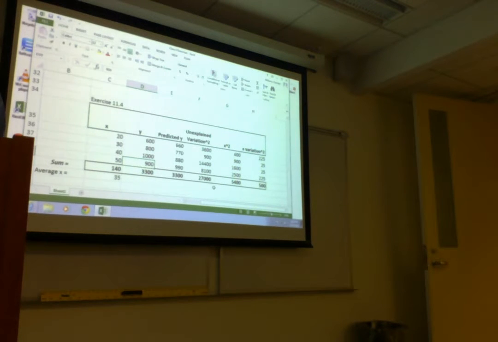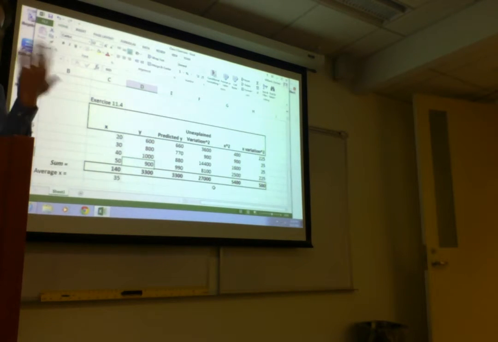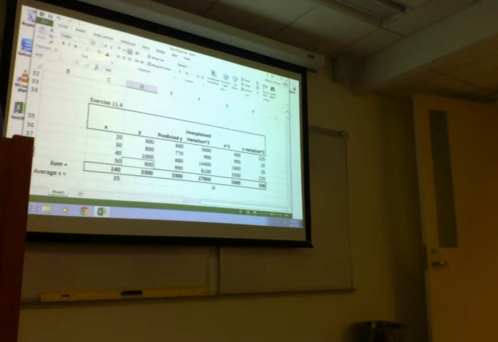Just eyeballing it, the more websites you put your mobile app on, the more downloads you're going to get. There's some variation here. When we get up to 50, it went down. Maybe something else was going on there. So we don't have 100% predictive value, of course.